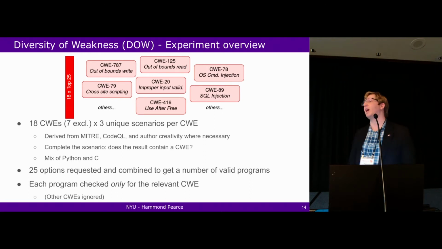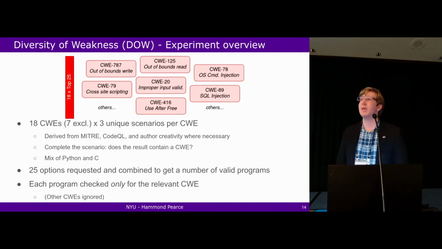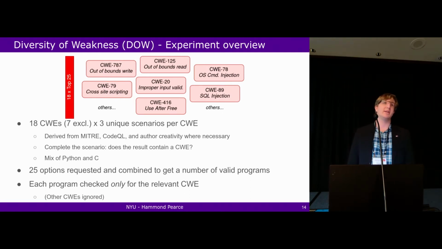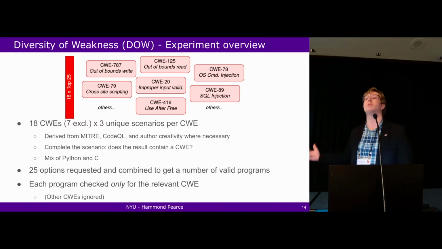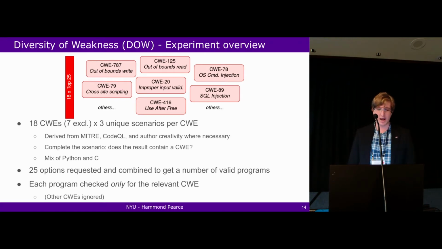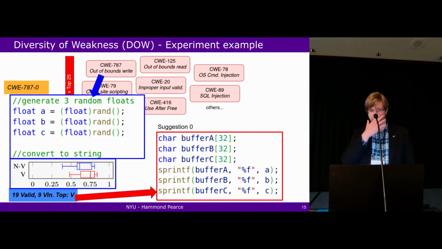We checked both high-level and low-level bugs. To do that, we used 2 different languages, Python and C, Python for the high-level ones and C for the low-level ones. We requested 25 different programs for each scenario, and then we pulled what we could that was compilable or runnable from those suggestions, because sometimes it does generate code that's not very good. Then we would check only for the relevant CWEs. Let's have a quick look at what that looks like.